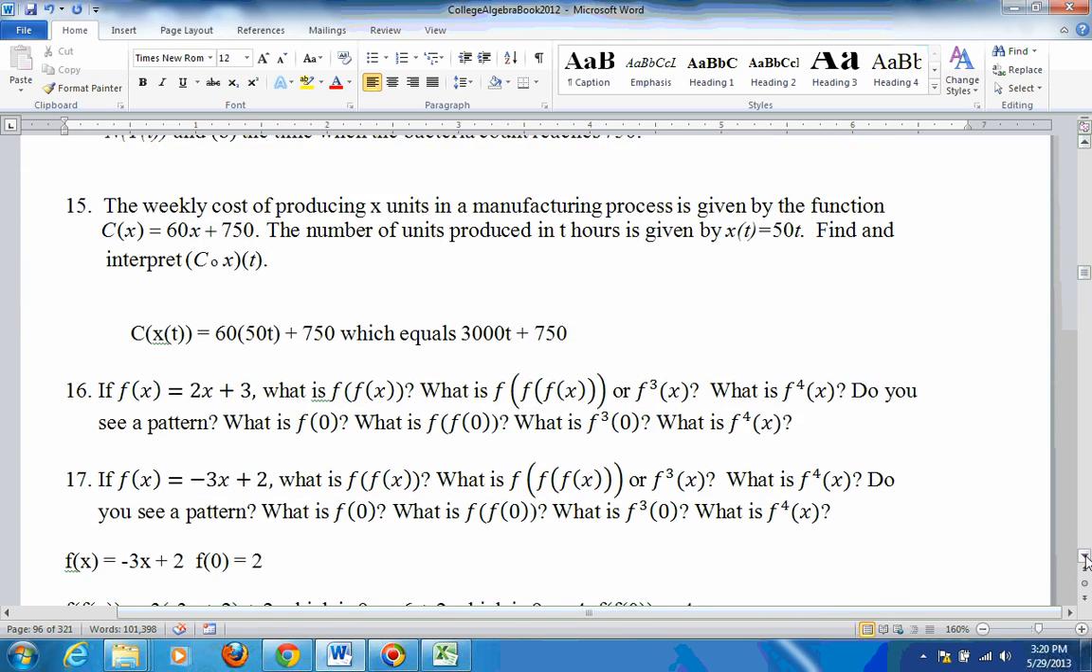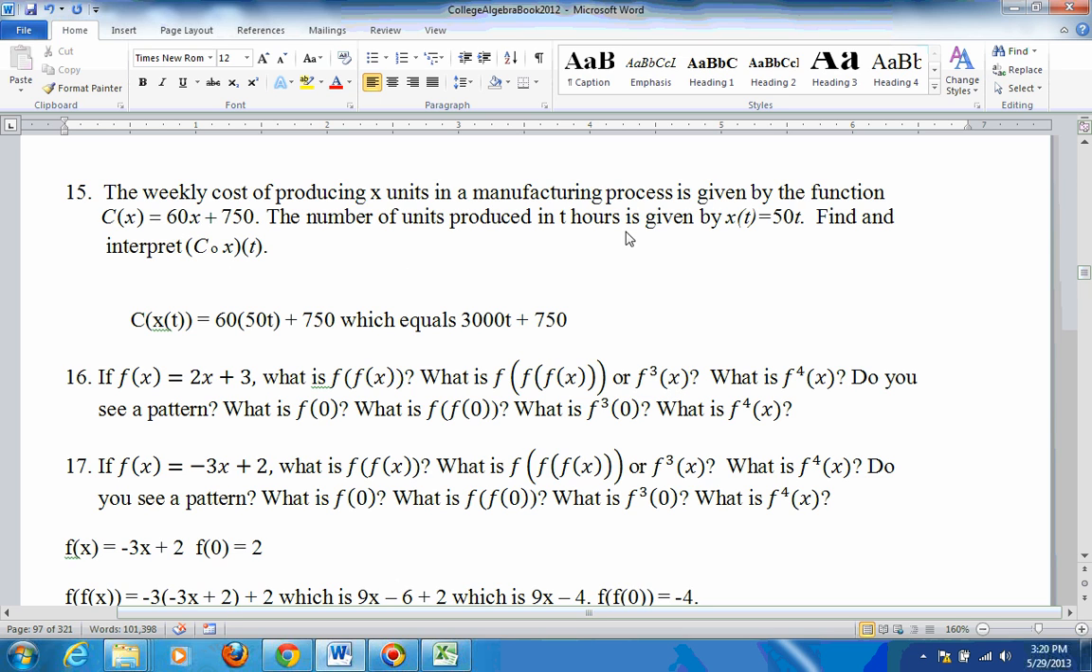Then 15 gives you a C of x and an x of t. This one says the weekly cost of producing X units in a manufacturing process is given by this. So this is the cost in terms of X, the number of units. And then the number of units produced is based on the number of hours. So X equals 50T. In 1 hour, 1 times 50 would be 50 units produced. In 2 hours, 2 times 50 is 100 units produced, and you can put the 100 in here. 100 times 60 plus 750 would give you the cost.